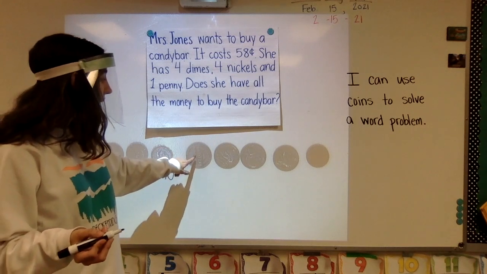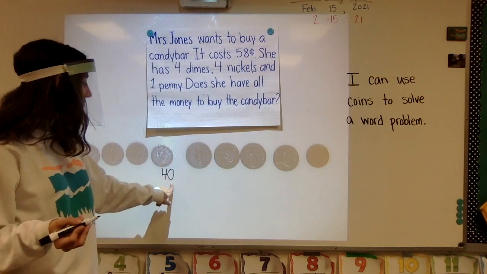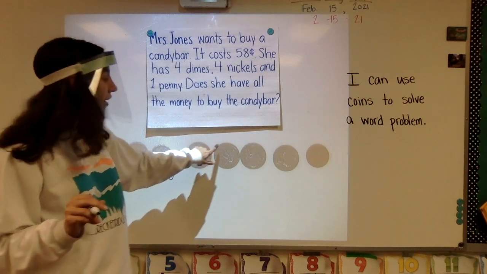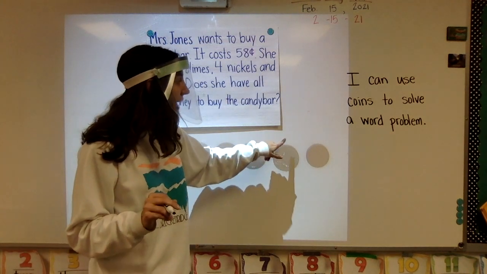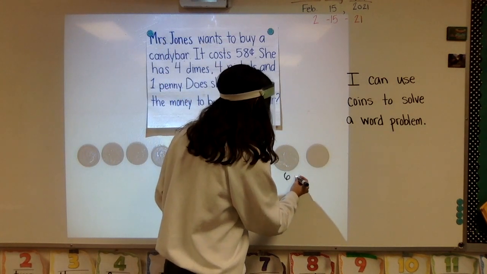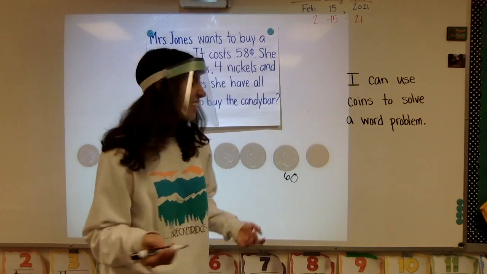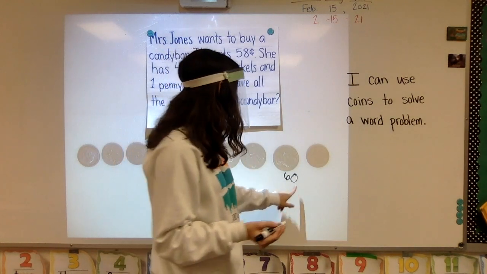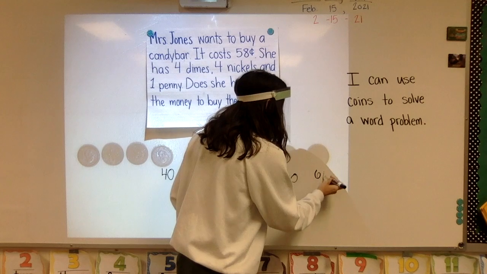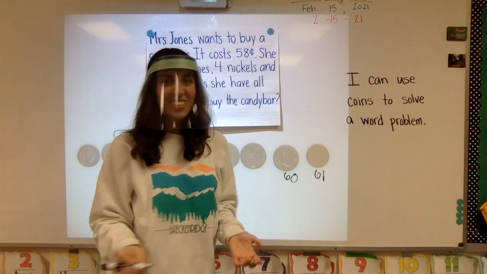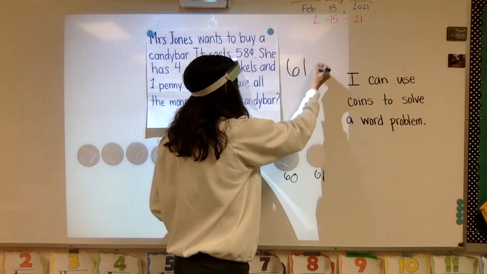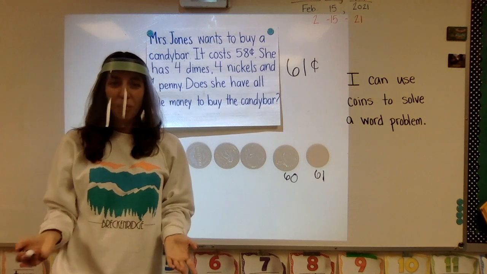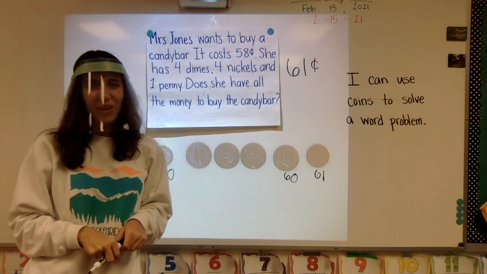Now she has more nickels. So I'm going to add 5 to my 40. So we start counting by 5s. 40, 45, 50, 55, 60. So now she has 60 cents. I'm thinking that she has enough. Let's see. So 60, and now we have to add 1 cent. So 60 plus 1 would be 61 cents. Miss Jones has 61 cents. That is more than the 58 cents she would need to buy a candy bar. So Miss Jones, you have enough money for a candy bar.